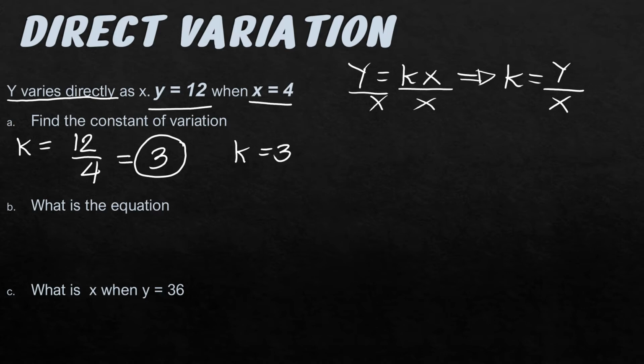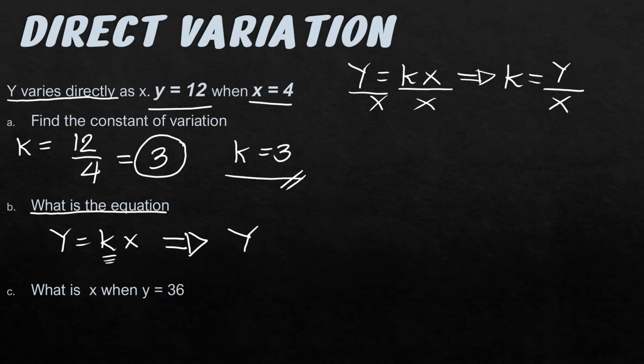That is the constant. Now, what is the equation? Instead of writing y is equal to kx, which is y is directly proportional to x, we're now going to substitute. Instead of k, we already have here your k, which is 3. So, we're going to write y is equal to 3x.